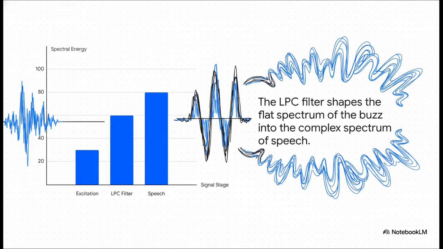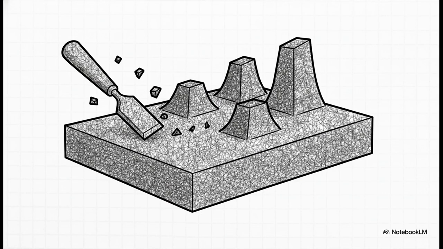In the middle, that's the frequency response of our LPC filter, which is shaped by those coefficients we worked so hard to calculate. And when you pass the buzz through the filter, you get the final result over there on the right. The main takeaway here is that the filter acts like a sculptor. It takes that flat, boring buzz, and it carves away some frequencies while amplifying others. It imposes its own resonant shape onto the source.